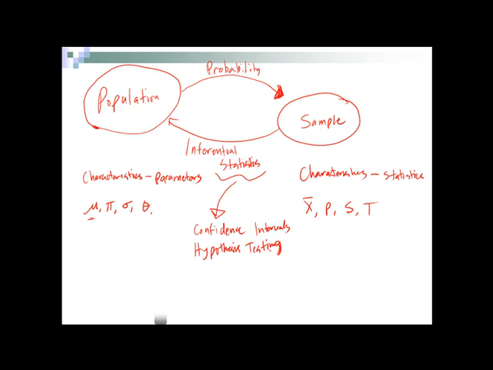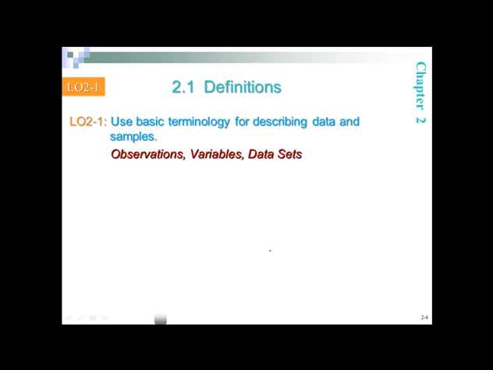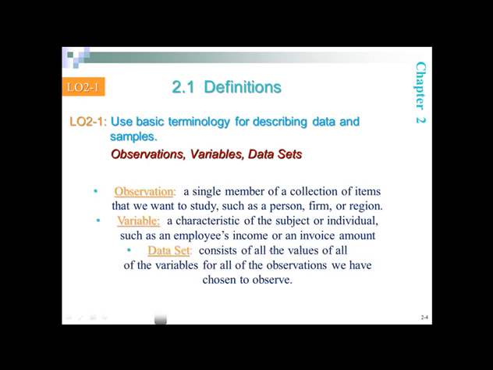You need to learn how to do this stuff, and the more you see it, the more you do it, the better you're going to become at it. So there are a couple of definitions that we want to talk about when it comes to describing the sample that we take. The first one is what we call an observation. An observation is a single member of a collection of items that we want to study, such as a person, a firm, or a region.